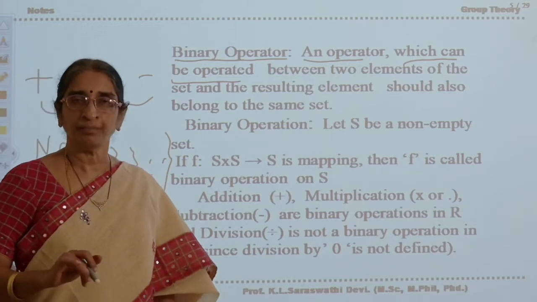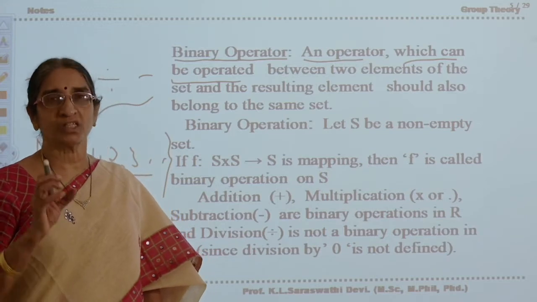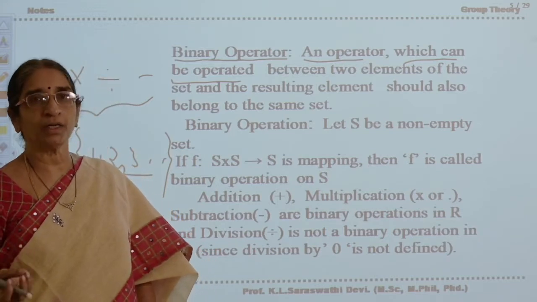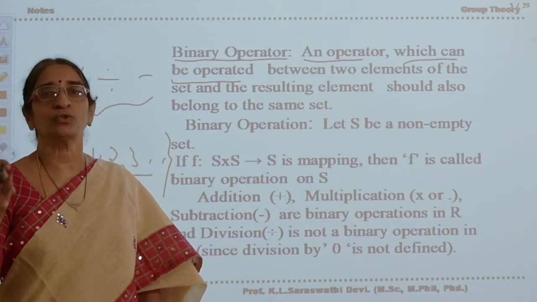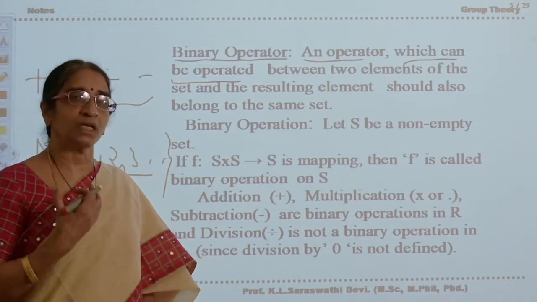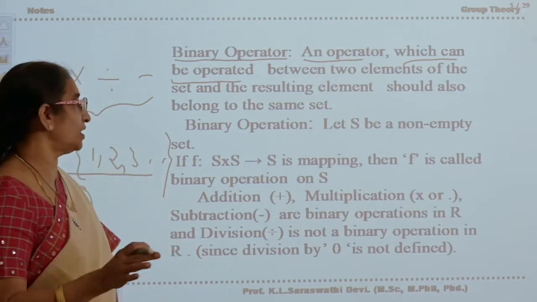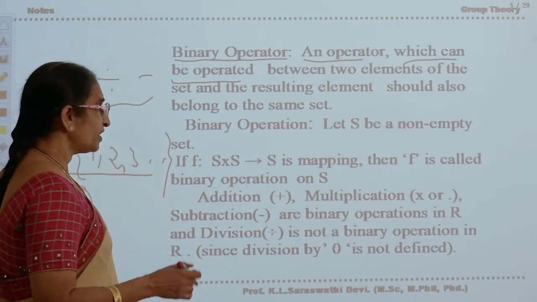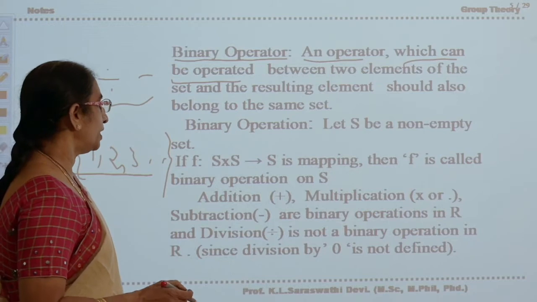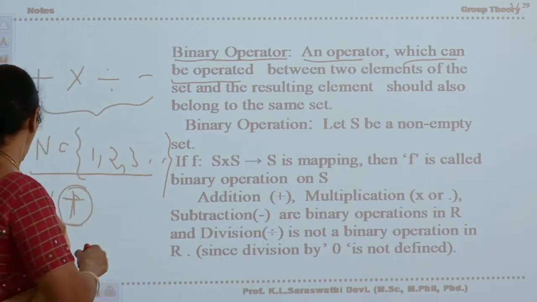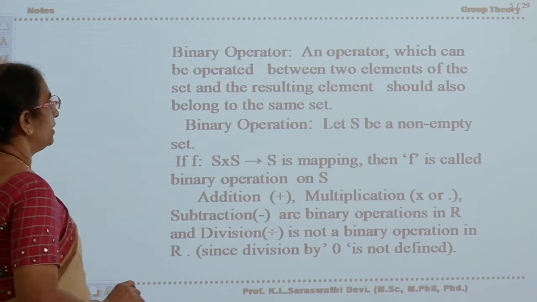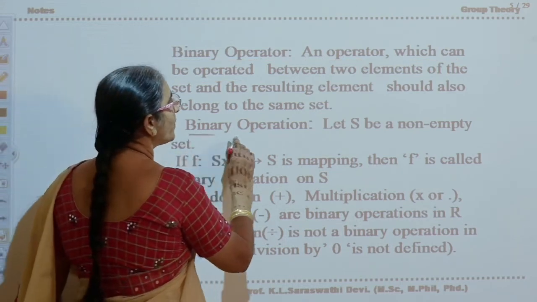Now is it clear? Binary operator means it is an operator which is operated among the elements of the given set and the result should belong to the same set. Then you will say that that operator is a binary operator. Okay. Now this binary operator can also be represented by a mapping. Now see how it is. It is now binary operation.